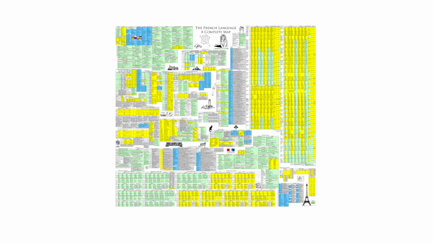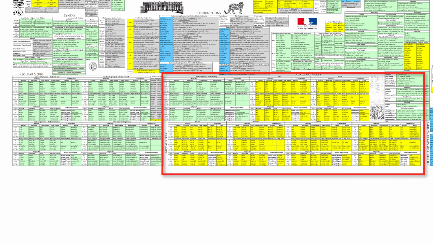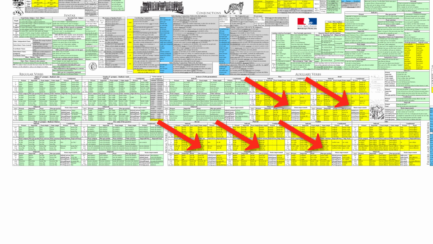Next, we need to look a little bit closer at the structure of the regular and auxiliary system. There are 11 conjugations in this portion of the map. Those in green are regular, and those in yellow are irregular. There are three main regular conjugations, and the formations of the reflexive and passive are also regular. That's 5 tables. We then have the two key auxiliary verbs, être and avoir, and 3 modal verbs, devoir, pouvoir, and vouloir. Finally, we have the verb aller, which means to go, and is also used as an auxiliary to form the periphrastic future.